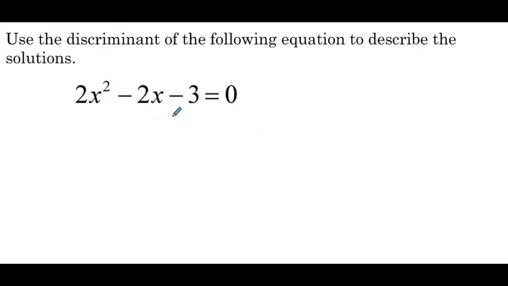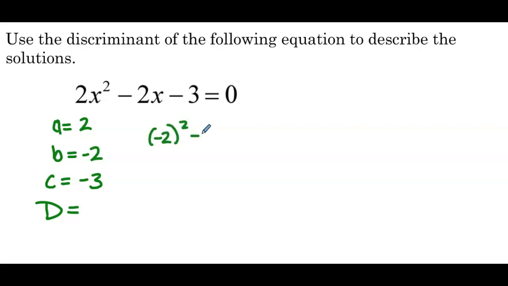Okay, so use the discriminant of the following equation to describe the solutions. So we have 2x squared minus 2x minus 3 equals 0. Okay, so we're going to find the discriminant. So a is 2, b is negative 2, c is negative 3. So our discriminant then is negative 2 squared minus 4 times 2 times negative 3. So we have 4 plus 24, which is 28.